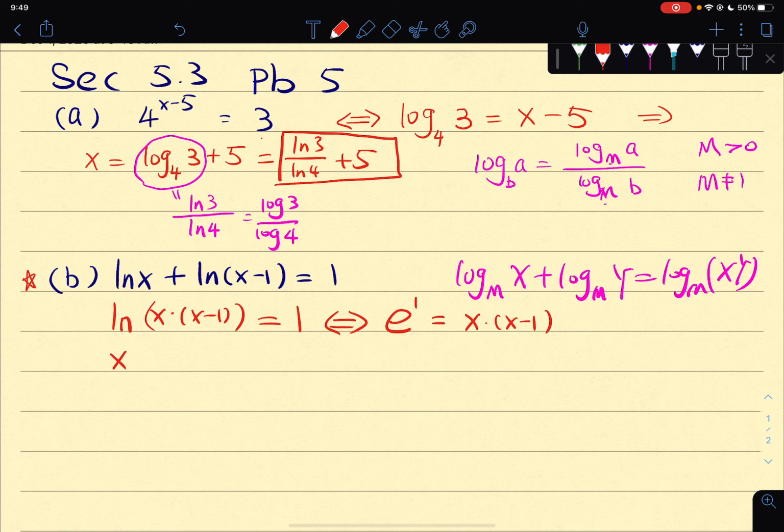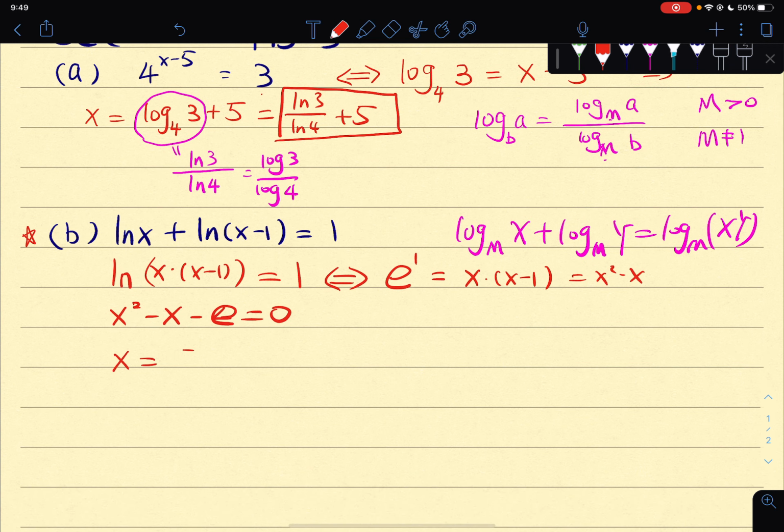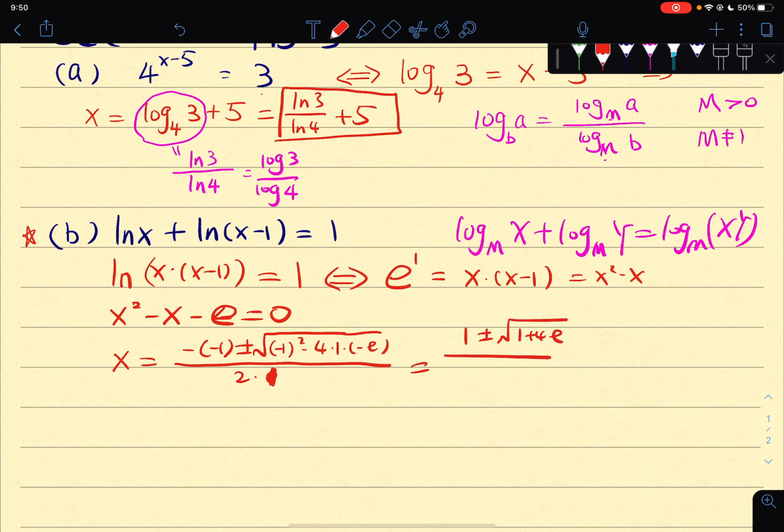Therefore, what you end up with is x squared, which by the way is x squared minus x if it's not super obvious to you. So it's x squared minus x minus e equals 0. So your x is negative b plus or minus square root of b squared minus 4ac over 2a, where a is 1. And therefore, you have positive 1 plus or minus square root of 1 plus 4e over 2.